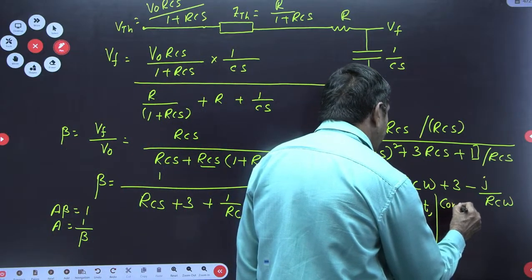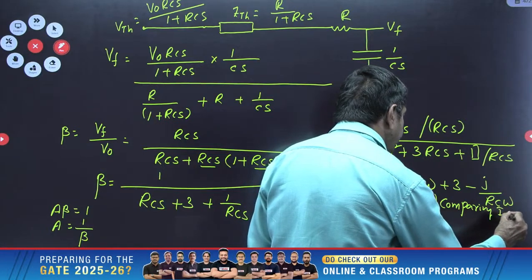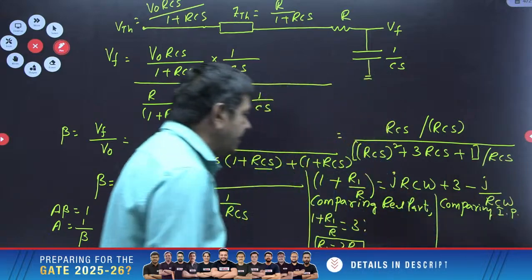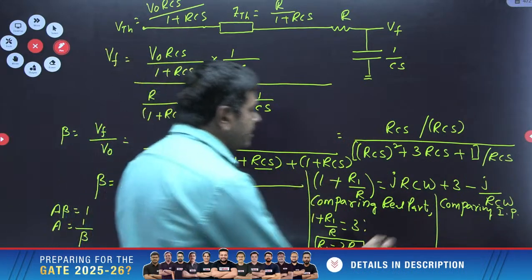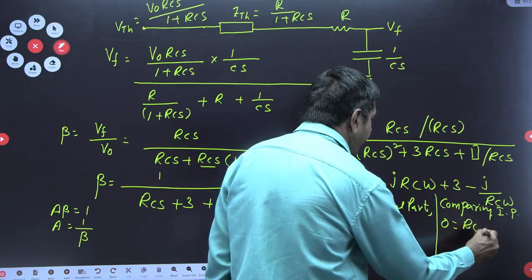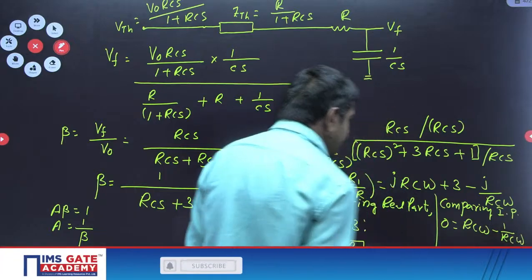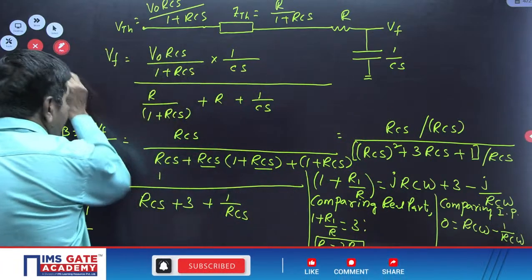Comparing the imaginary part. This side the imaginary part is 0. This side I got RC omega minus 1 by RC omega. So what will I get here? Please watch.